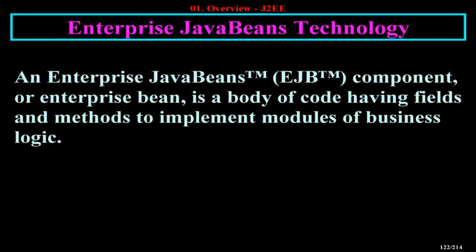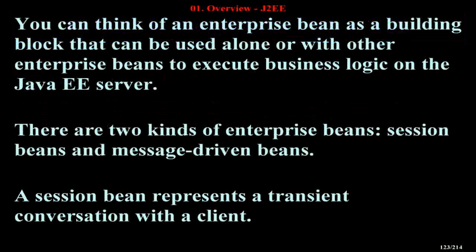An Enterprise JavaBeans (EJB) component, or enterprise bean, is a body of code having fields and methods to implement modules of business logic. You can think of an enterprise bean as a building block that can be used alone or with other enterprise beans to execute business logic on the Java EE server. There are two kinds of enterprise beans: session beans and message-driven beans.